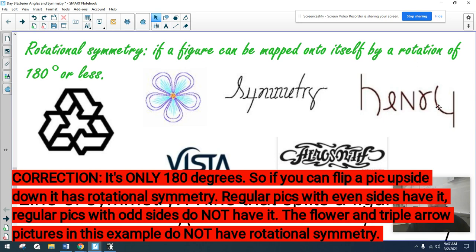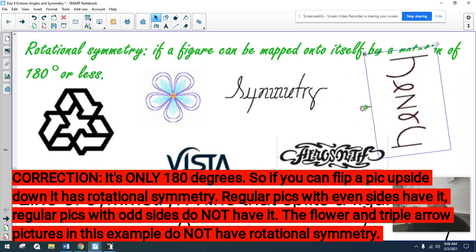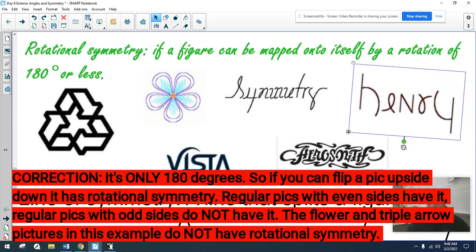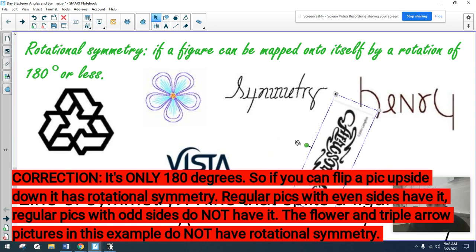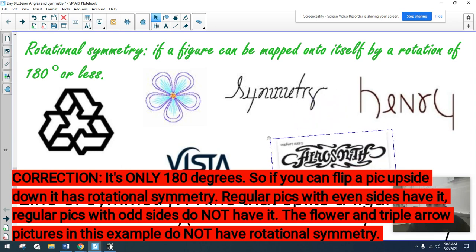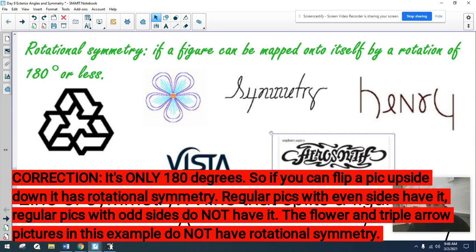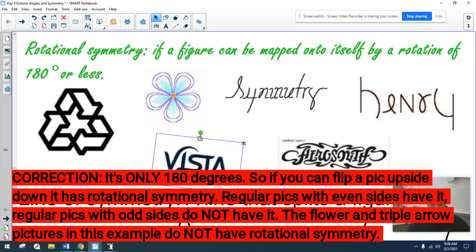So in other words, see this word Henry right here, this name Henry? If I flip it 180 degrees and turn it completely upside down, it is the exact same thing, Henry. Okay, so it's kind of neat for the rotational symmetry. Here's Aerosmith. I did not know this, but if you take Aerosmith and you flip it upside down, it still says Aerosmith. So this has rotational symmetry. Okay, this one right here, same thing. So all of them, when you flip them upside down, they're the exact same thing.